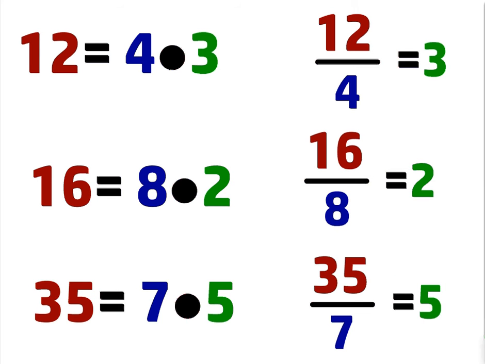Let's go ahead and refresh our memory as far as what multiplication means. Sometimes we forget. And how it relates to division. So let's look at this first statement. 12 equals 4 times 3. Well, we can actually rearrange that.